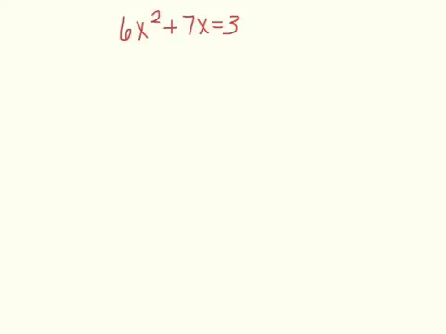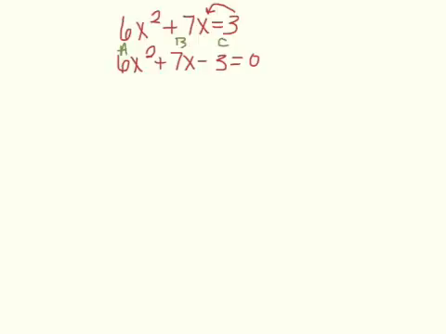Now we have a leading coefficient that's greater than 1, so we're going to have to use a factor by grouping method. The first thing we're going to do is put it into standard form, which means subtract the 3 to the other side. So I have 6x squared plus 7x minus 3 equals 0. Now in standard form, this is a, b, and c.